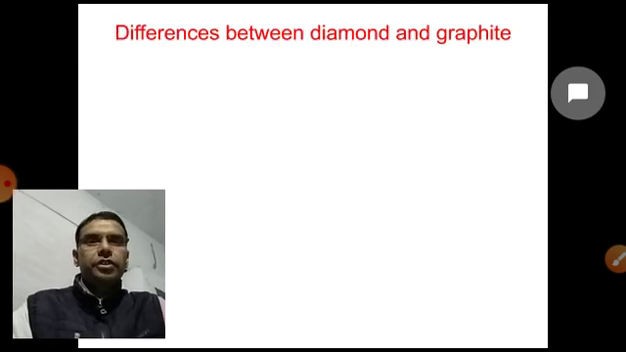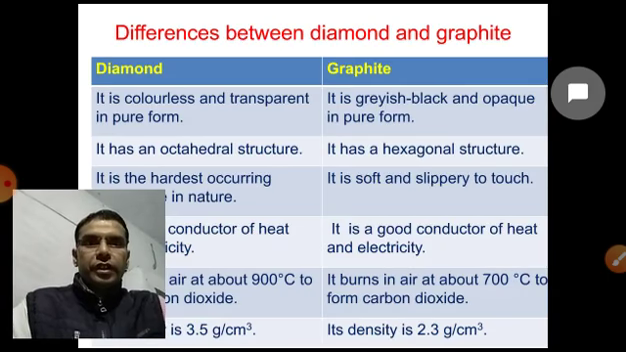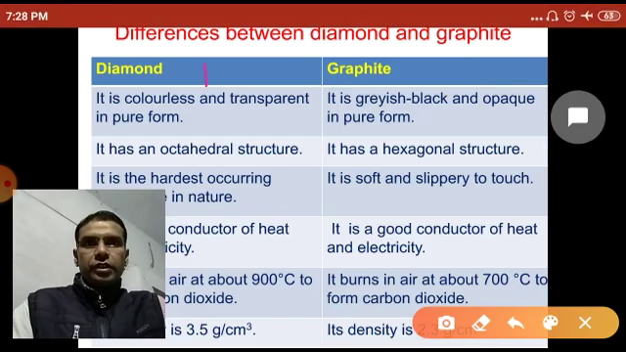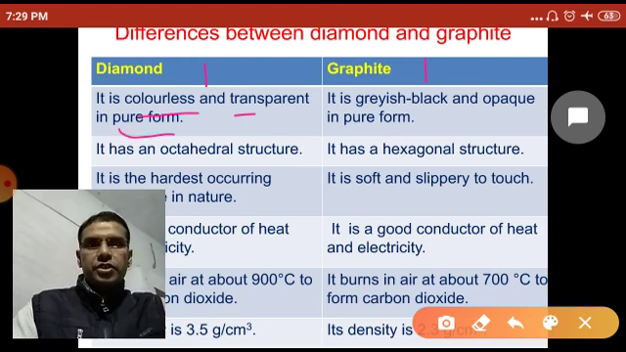Now the next topic, differences between diamond and graphite. Let's see the table. In the table, this one column is for diamond and this one column is for the properties of graphite. Diamond is colorless and transparent in pure form in nature, and graphite is grayish black and opaque in pure form in nature.